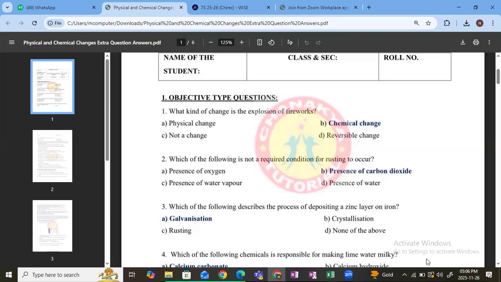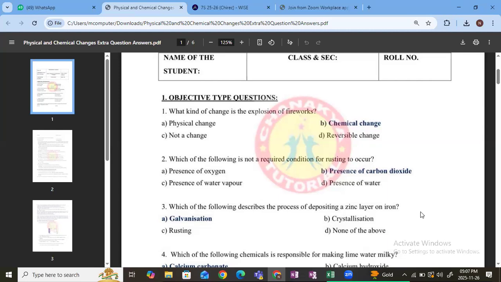Ma'am, zinc forms a layer of zinc oxide, which is resistant to further reaction. Ma'am, we place zinc on iron so that it rusts before the iron. No, no, no. Ma'am, can I tell? Ma'am, it's more reactive.